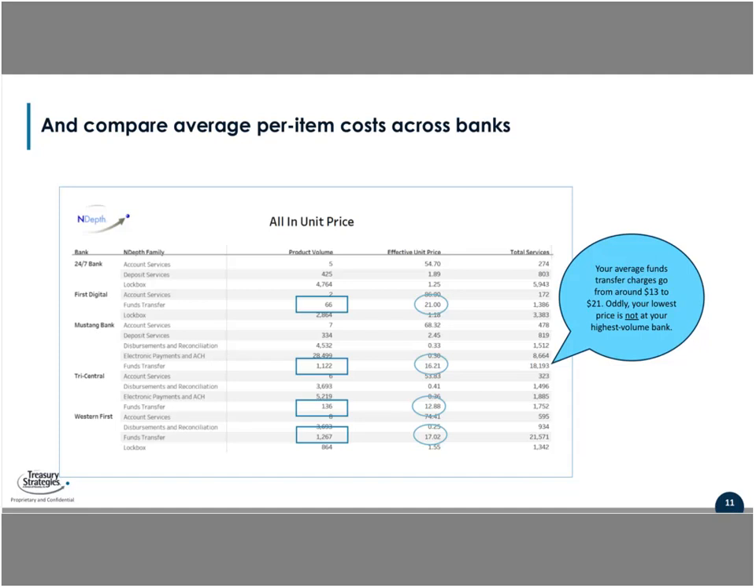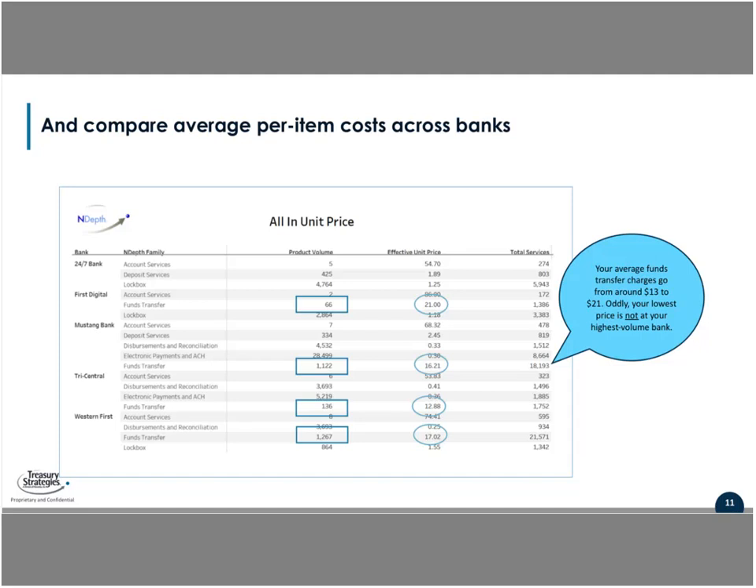Whereas if you look at your two high volume wire banks, you're paying $16 and change or $17 and change all in per wire. Now that's kind of strange. And the first thing I might think of in looking at this data is, well, hey, if I could negotiate a better price at my high volume wire banks, or if maybe I'm able to move my volume of wires to that bank that gives me the lowest price, I could probably save some real money.